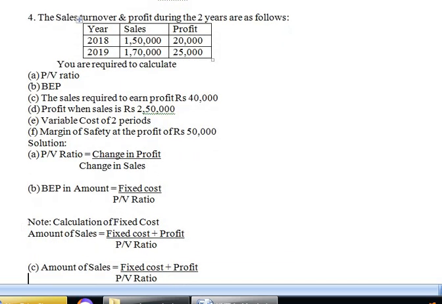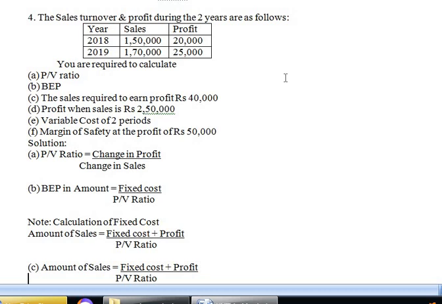Now, the sales turnover and profit during the 2 years are as follows. 2 years' information of sales and profit is given, the years 2018 and 2019. You are required to calculate PV ratio, then break even point, then the sales required to earn a profit of rupees 40,000, then the profit when sales is rupees 2,50,000, the variable cost of 2 periods, then the margin of safety at the profit of rupees 50,000. So this is what you will have to ascertain.